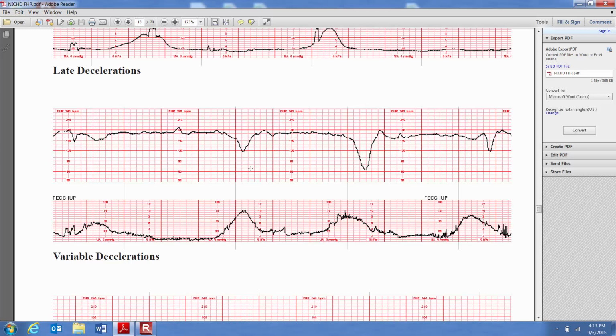It's not late. It's not early. Or it could be early. This could definitely be an early. One nurse would say this is an early deceleration, and one nurse says this is a variable. Okay, I'm sorry, babies don't always cooperate textbook wise.